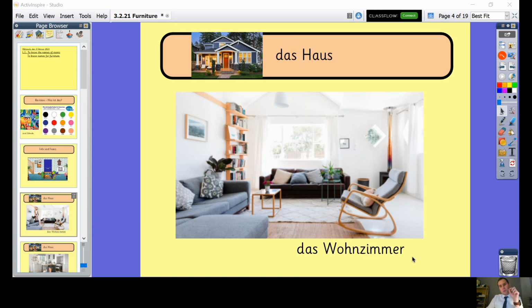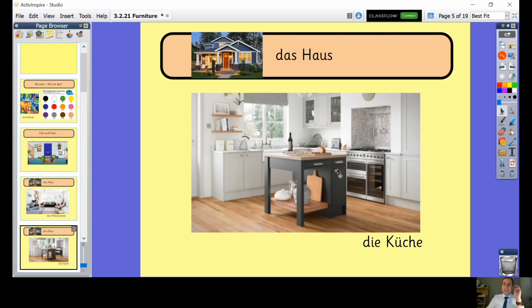Now Zimmer is a really important word to use because you often have it for lots of different types of rooms. And here, das Wohnzimmer is a word that's made up of two bits, Wohn meaning living and Zimmer meaning room. Again, note the capital letter, das Wohnzimmer. Say that for me, das Wohnzimmer. Good. Okay.